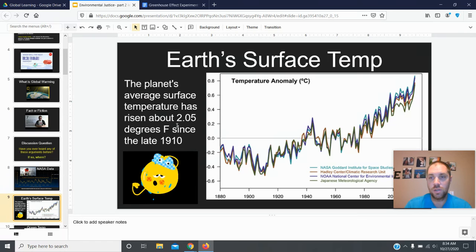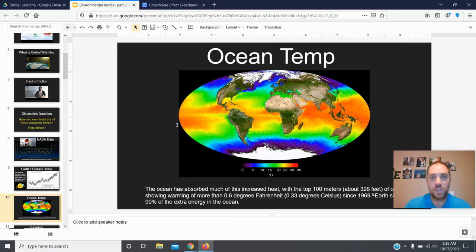Doesn't seem like very much, 2 degrees. However, when you start talking about the climate and how cloud formation and all that stuff works, it's actually very significant. All right, we'll look at the very next slide.